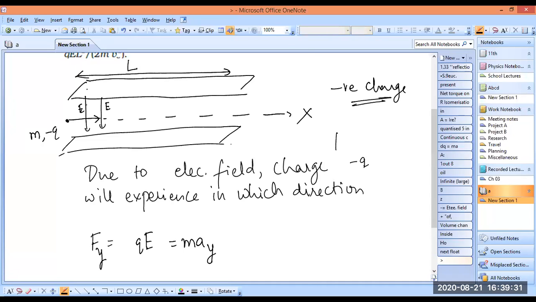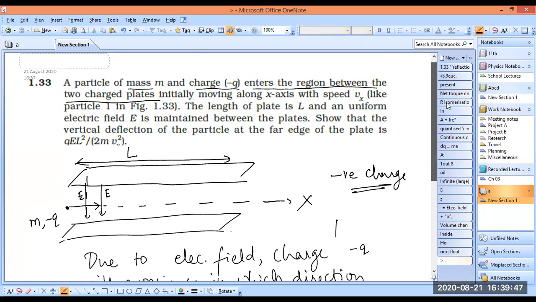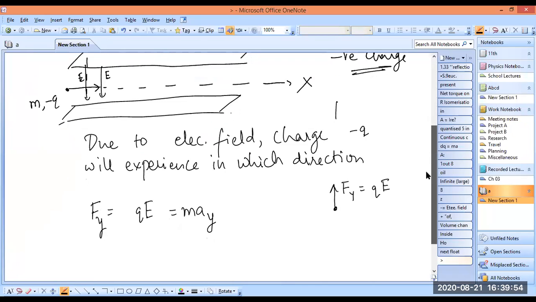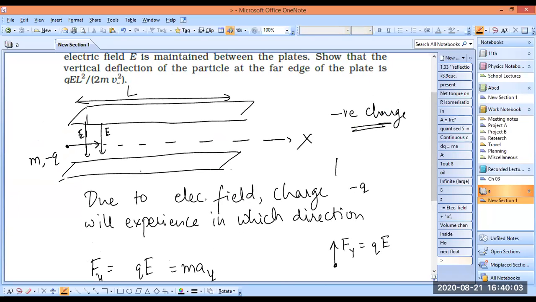Because the electric field is vertical, if you want to draw an FBD of that body, there will be a force in the y direction, and that force is nothing but qE. We are going to ignore gravity here because gravitational force is very weak compared to electrostatic force, so we will not write mg. This is Fy. In the x direction, there is no force because the electric field is vertical.